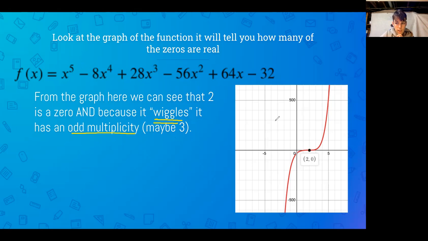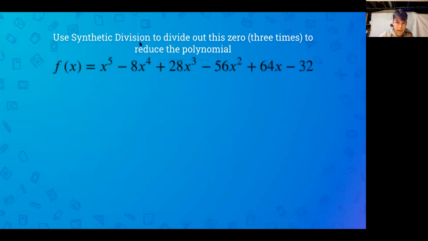So we're going to take a look at this on the next page, and we're going to try to factor out this 0 multiple times, 3 times, and see if it works all 3 times. So let's go ahead and do that. Remember, we had a 0 of x equals 2, and we think it has a multiplicity of 3. That's what we're thinking based on that graph. So synthetic division 3 times. Obviously, each time we do this, we'll reduce it and make it a little easier.